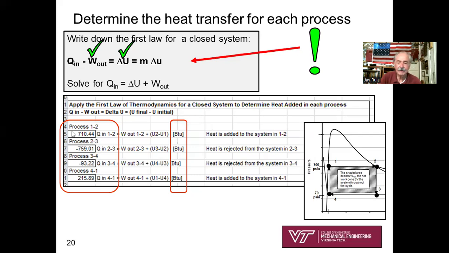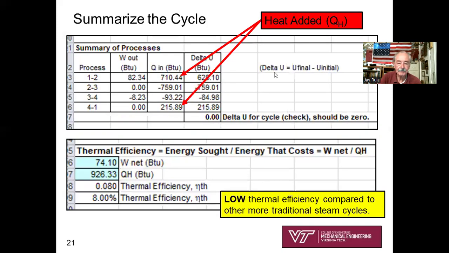Okay, and so now to try to make it a little cleaner, here you see numerically the heat transfer added for each of the processes in units of BTUs, because we've got our units all straightened out. And so that's a slide I think that I didn't show in my initial video.